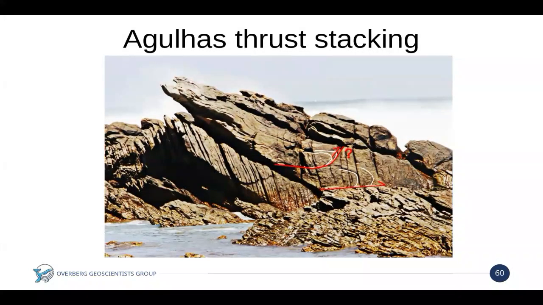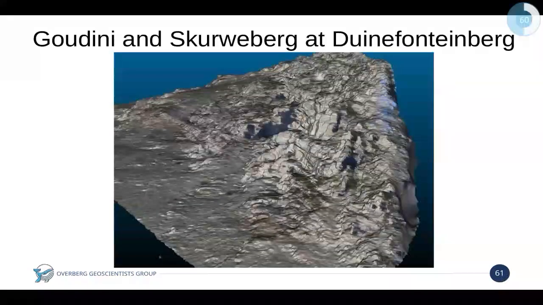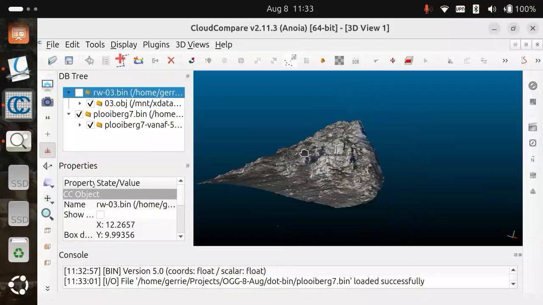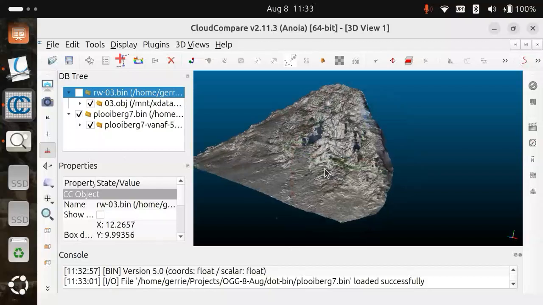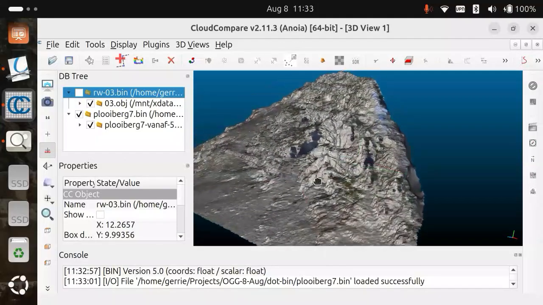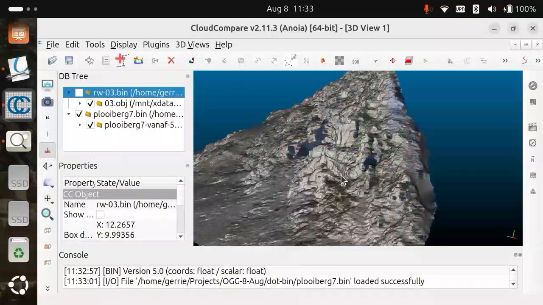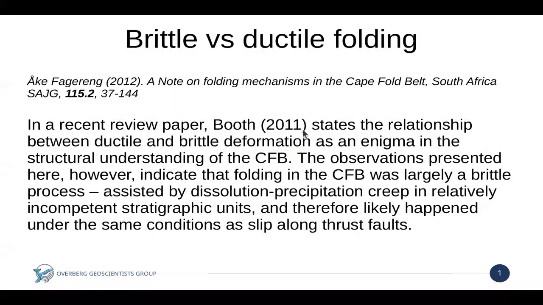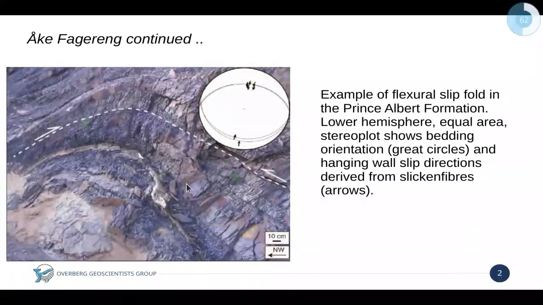You can see that the bed coming from left top to the right bottom is thicker at the bottom because of thrust stacking. This is the mountain behind us here, Denefontein Berg, it's called. Maybe if we look along the fold axis, the folding may not be so disharmonic as some people are claiming in this room as we speak. Okay. Then brittle against ductile. There's some story about why it is brittle, and there's some explanation by Fagereng.